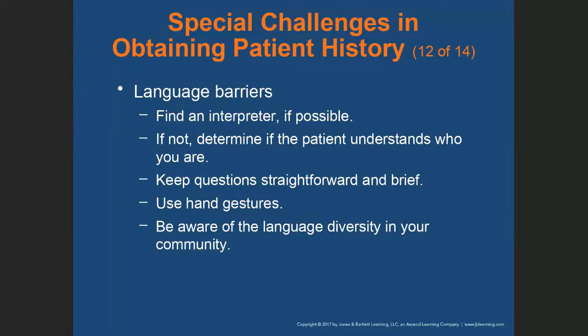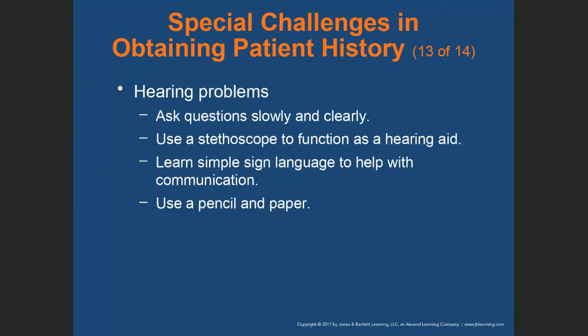Language barriers. An interpreter may be necessary. If you can get one through your service, request them. If not, determine if the patient understands who you are. Keep questions straightforward and brief. Use hand gestures. Be aware of the language diversity in your community. Hearing problems. Ask questions slowly and clearly. Use a stethoscope to function as a hearing aid. Learn simple sign language to help with communication. Use a pencil and paper.